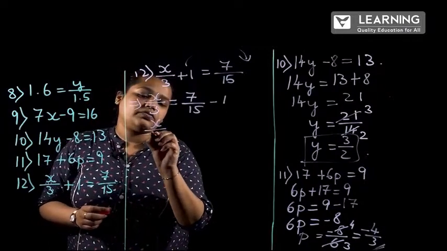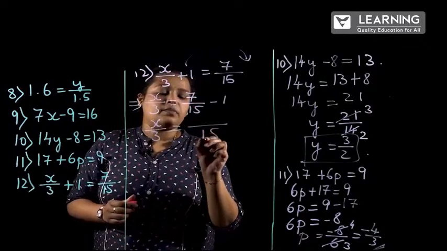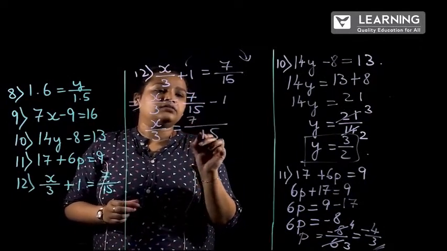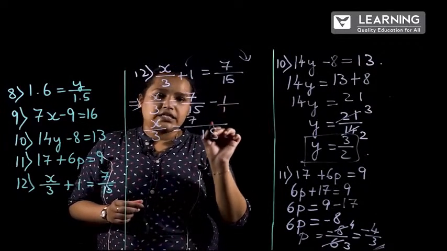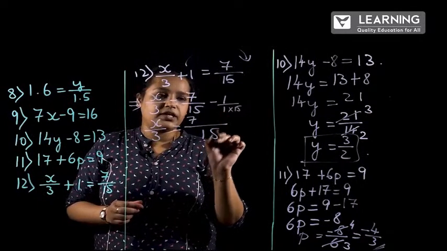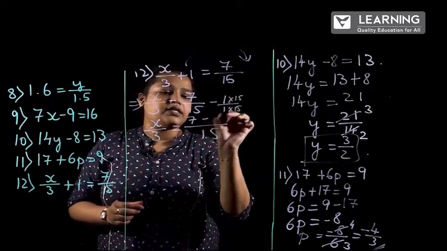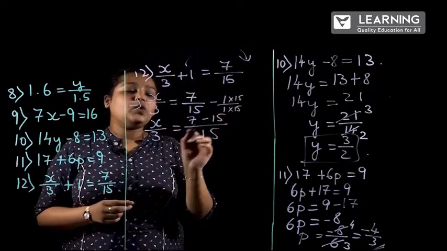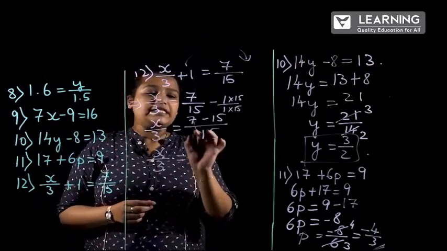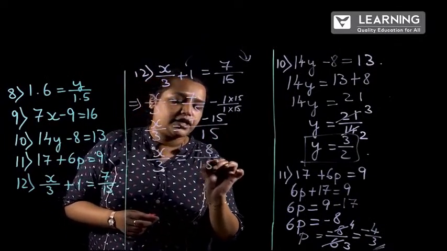So the value of x by 3 will be equal to 15 as a common denominator. Then here 7, and for 1, nothing is there, which means it is 1. So we'll be multiplying with 15. So we'll get denominator as 15. Again we'll be multiplying with 15, minus 15. Now we'll solve. x by 3 will be equal to 7 minus 15, which will be minus 8 by 15.